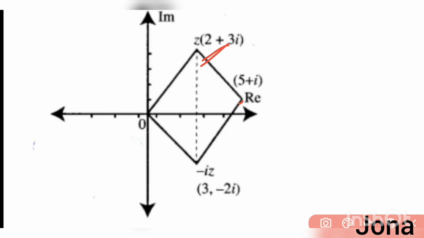And then minus iz, 3 comma minus 2, is down. So this is the Argand plane. We have to join these points. What we got here is the representation in the Argand plane.